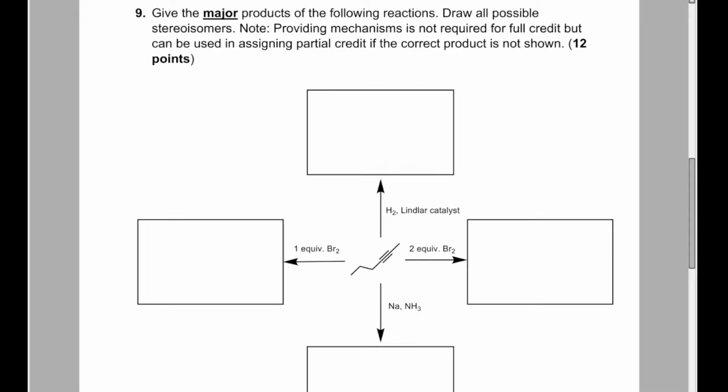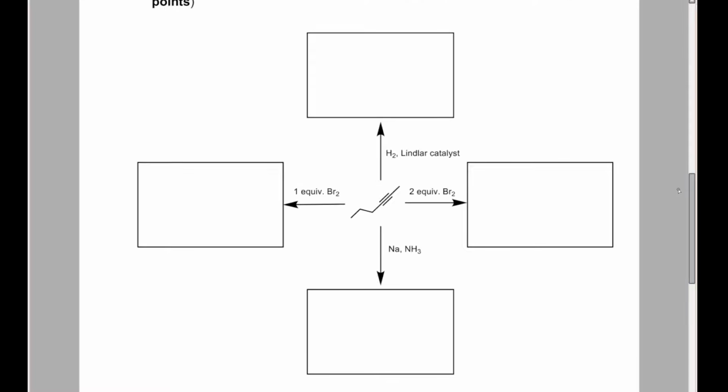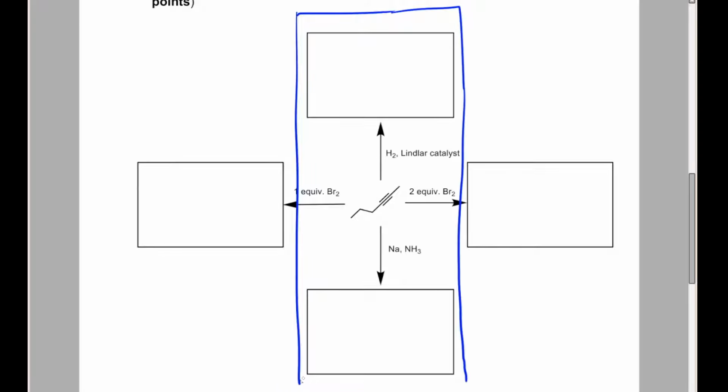9. Give the major products of the following reactions. Draw all possible stereoisomers. Note, providing mechanisms is not required for full credit, but can be used in assigning partial credit if the correct product is not shown. So for this problem, I'm going to split it into two parts, where I'm going to group these two together because they're very similar mechanisms, and then I'm going to group these two together.